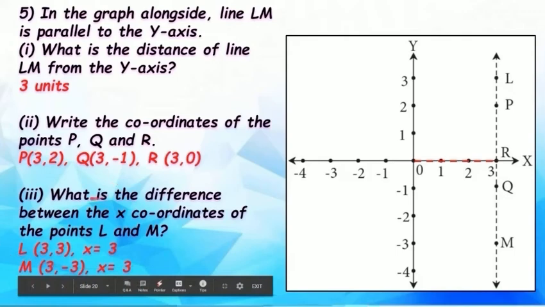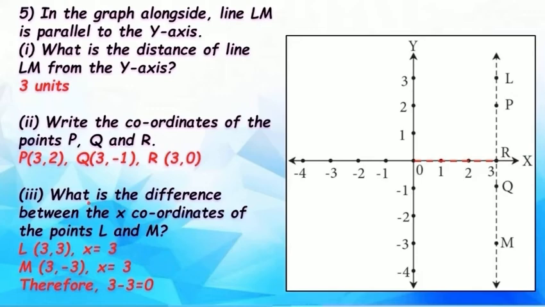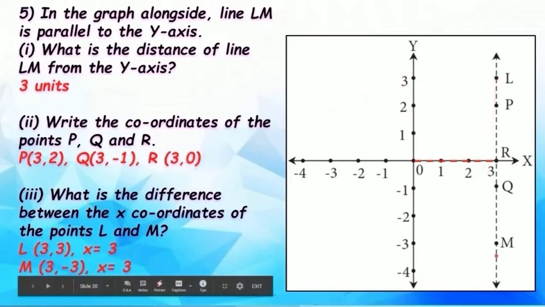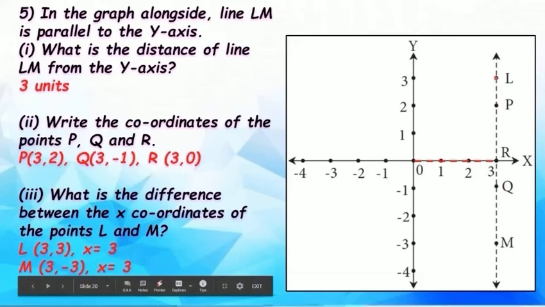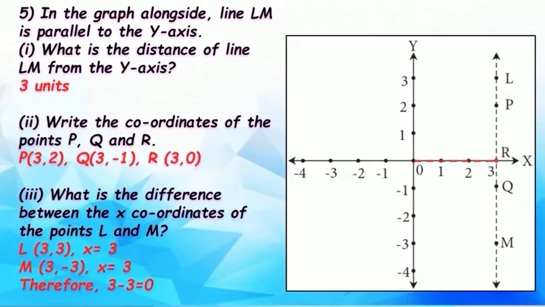Next question says, what is the difference between x coordinates of points L and M? So point L is here and point M is here. If you see, the x and y coordinates of point L are 3, 3. That is, if you draw a line from L towards the x-axis, it intersects the x-axis at point 3, and if you draw a line from L towards the y-axis, it intersects the y-axis at point 3. So point L has coordinates 3, 3.